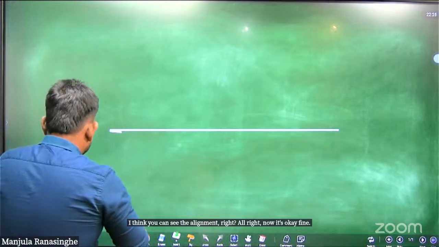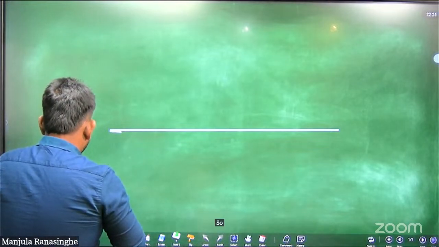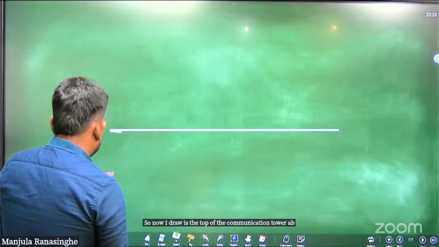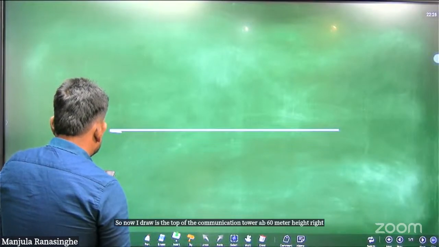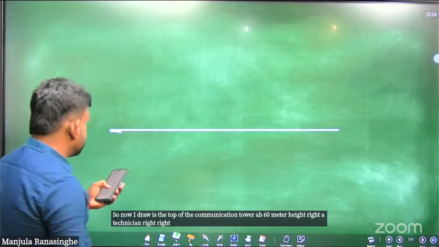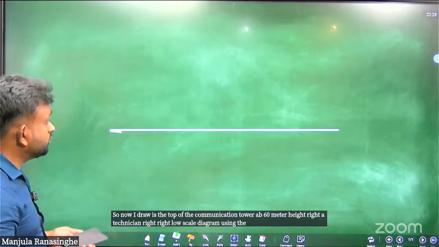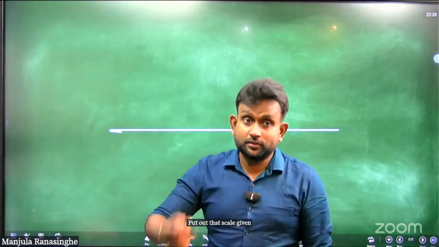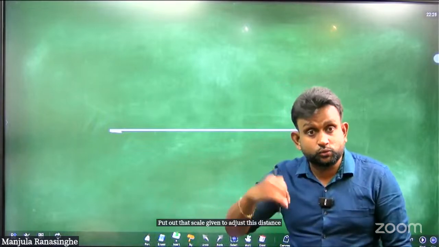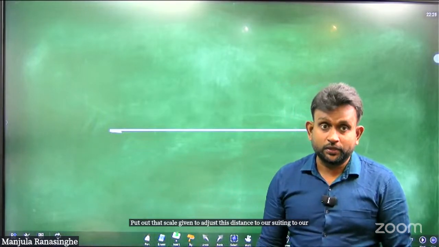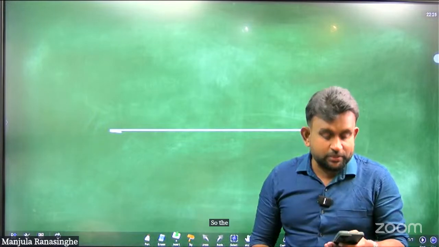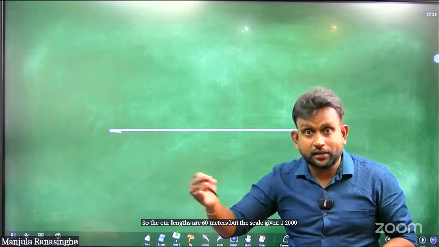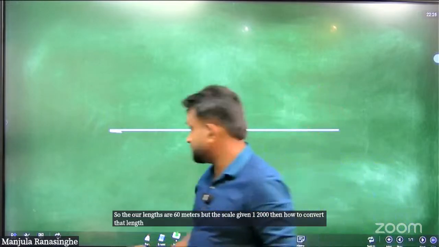So now I draw: A is the top of the communication tower AB, 60-meter height, right? A technician, right. Draw a scale diagram using the scale of 1 to 1000. The scale is given to adjust these distances to suit our scale diagram. So our length is 60 meters, but the scale given is 1 to 1000. Then how to convert that length as per the scale? See, this is how you do it.